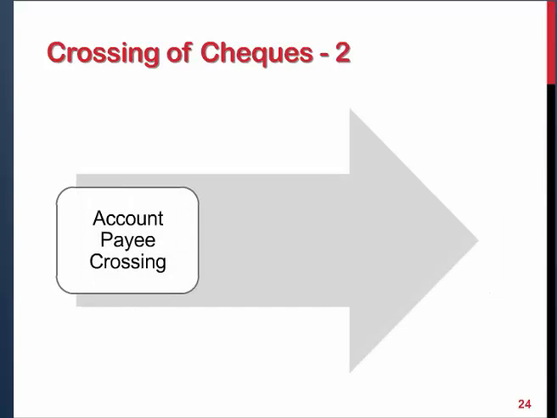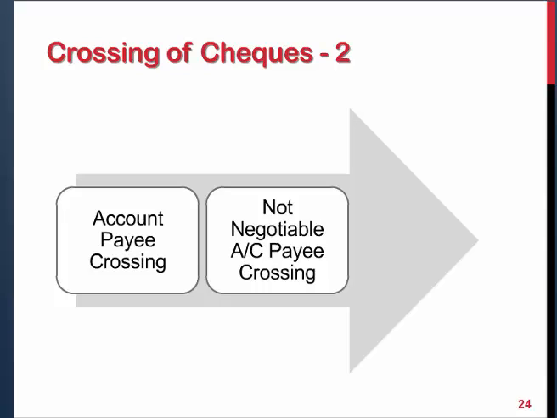Account payee crossing. This is a crossed cheque with the words "account payee". An account payee crossing signifies that the drawer intends the payment to be credited to the payee's account only. Not negotiable account payee crossing: the instrument rendered not negotiable plus account payee crossing directs the collecting bank to collect it for the payee only, and warns that if the amount is collected for someone else, the bank may be held liable for damages.